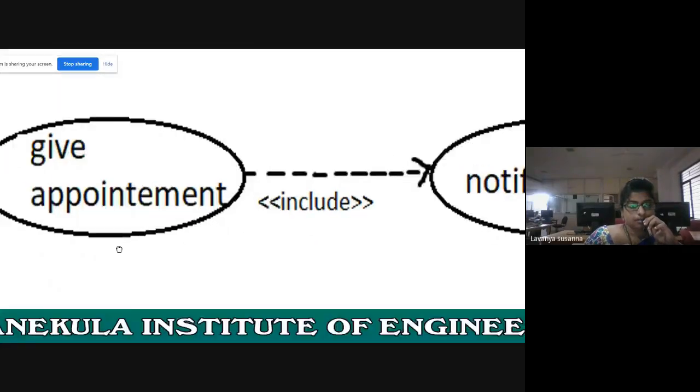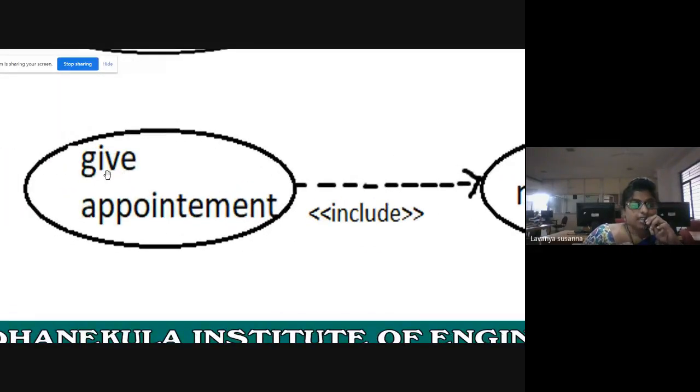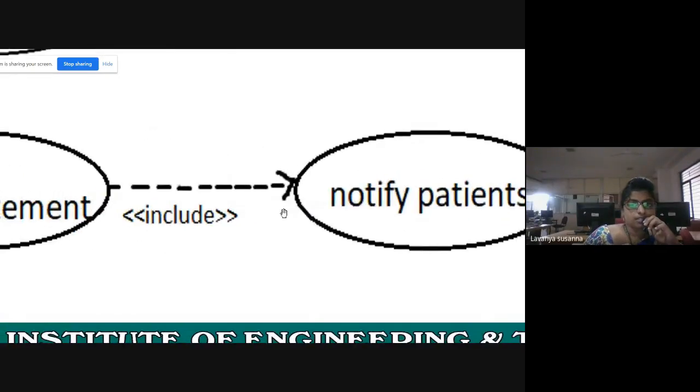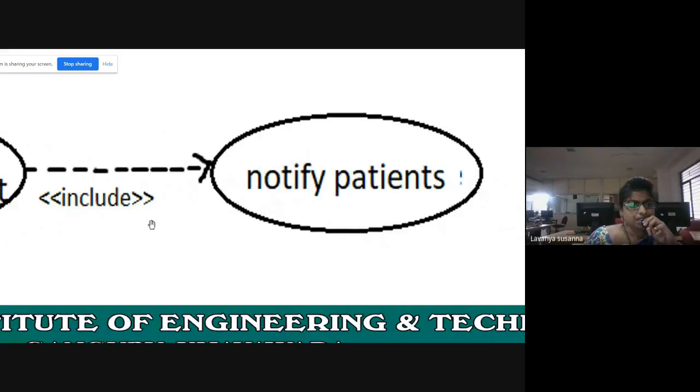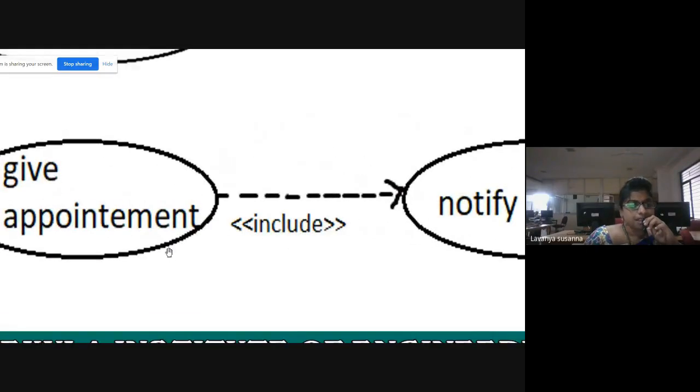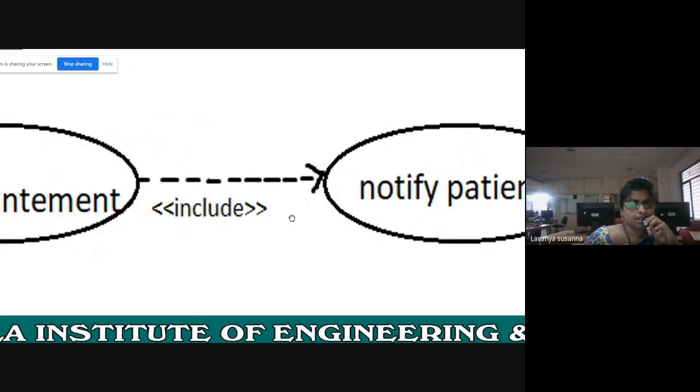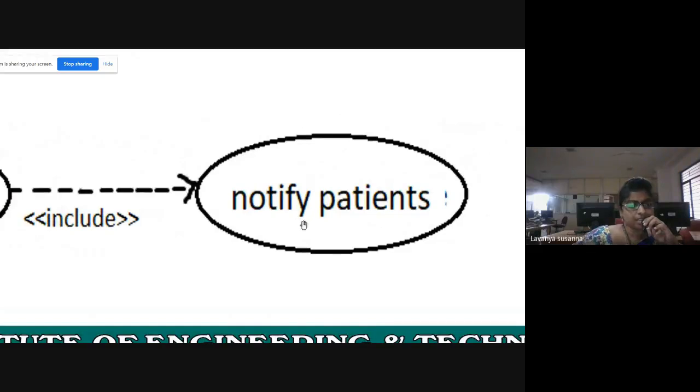Next one is give appointment. Give appointment is a use case. This use case includes notify patient. After giving an appointment, compulsorily the patient should get a notification, right? There is an appointment on this date with so-and-so doctor, like that it should come, right? The patient should get notifications, right?